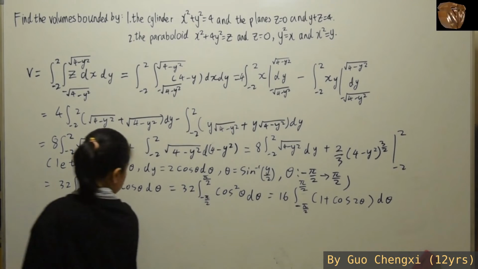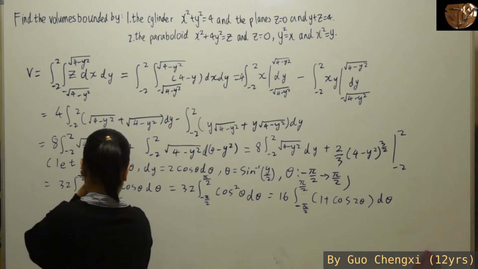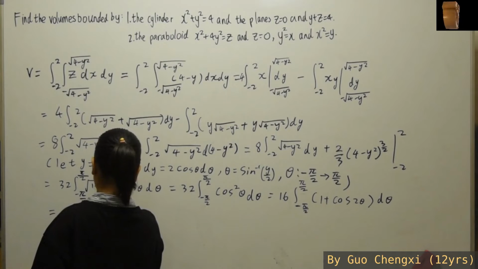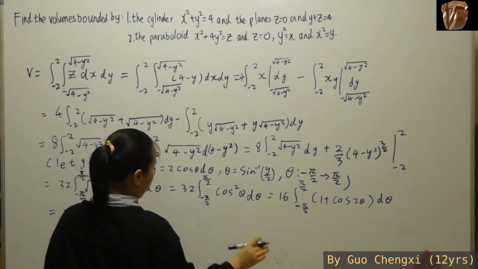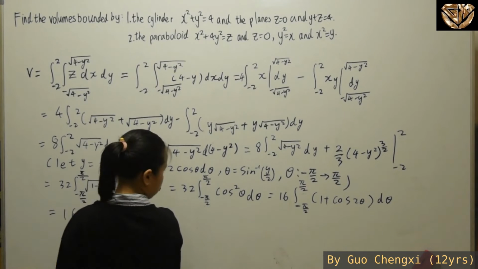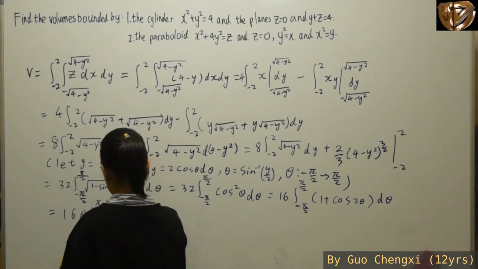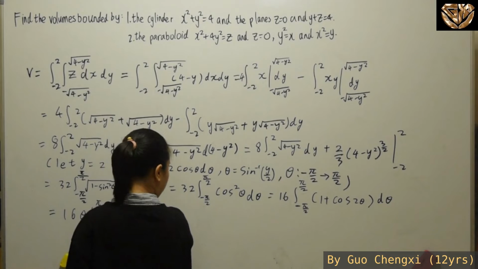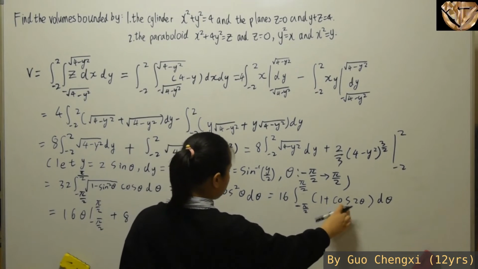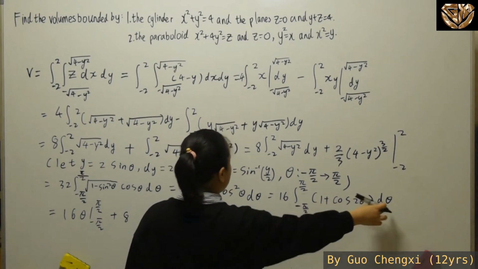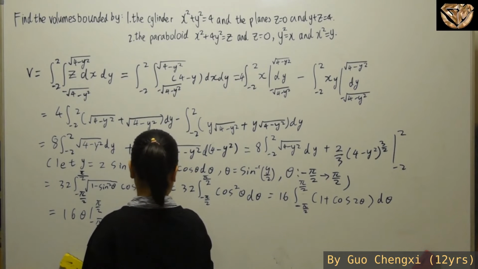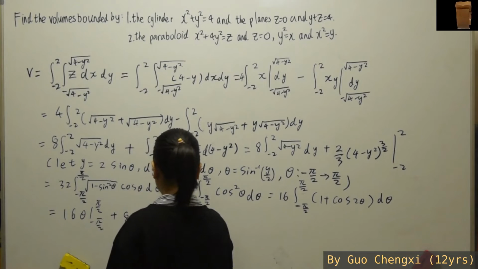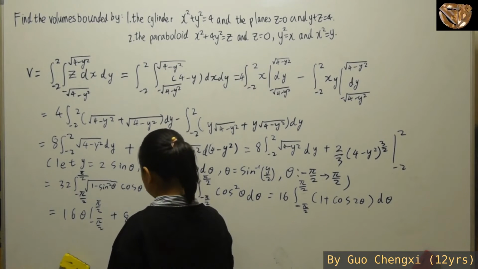And now that we've gotten this part, for our first part we can integrate and we'll get theta from negative pi over 2 to pi over 2. Then for our second part, we're going to have 8 instead, because if you want to integrate for this part, you're going to need another 2, so it's going to become 8 sine 2 theta from negative pi over 2 to pi over 2.